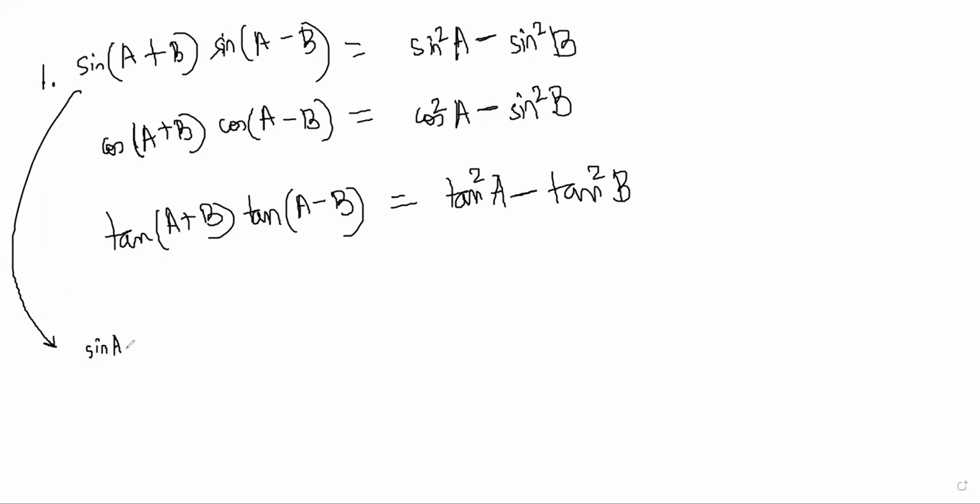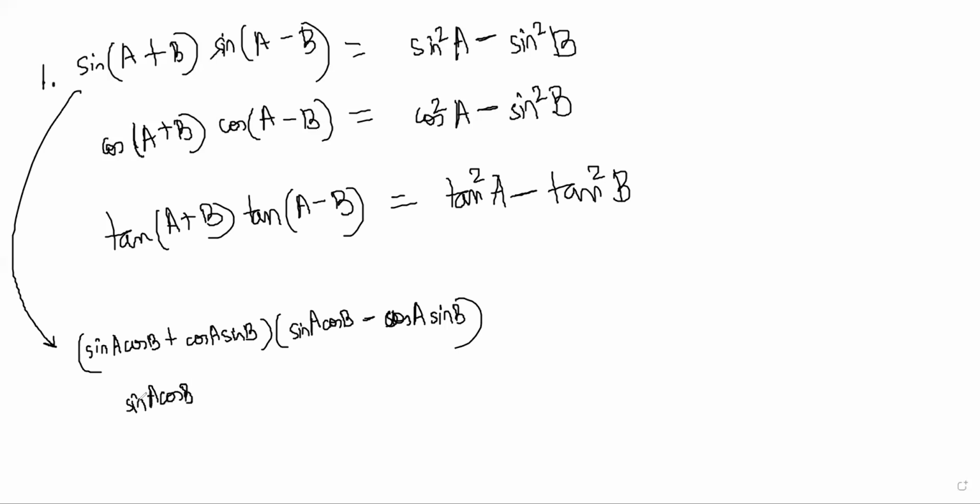You can write it as sine A cos B plus cos A sine B, multiplied by sine A cos B minus cos A sine B. So now it is becoming (x plus y) into (x minus y), right? Yes, sir. So it is x square minus y square. So I can say sine A cos B whole square minus cos A sine B whole square, right? Yes, sir. So that can be written as sine square A cos square B minus cos square A sine square B.